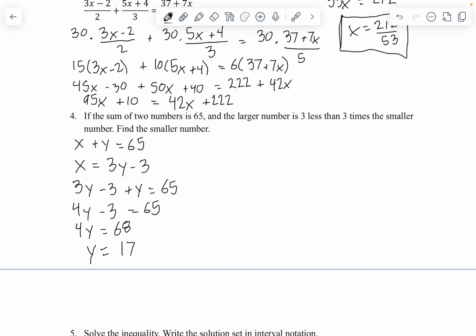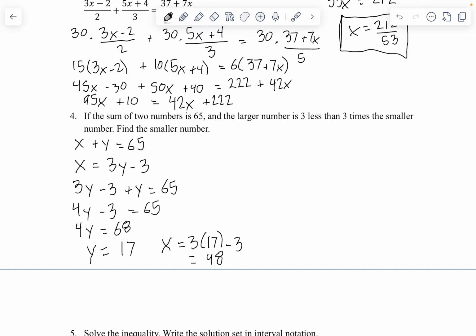Okay, so there's one of the two numbers. To find the other number, we would take y equals 17 and plug it into this equation right here. So I would get x equals 3 times 17 minus 3. And that works out to be 48.